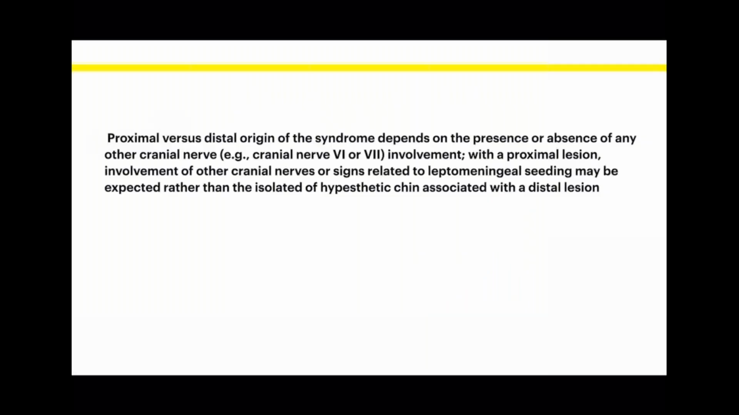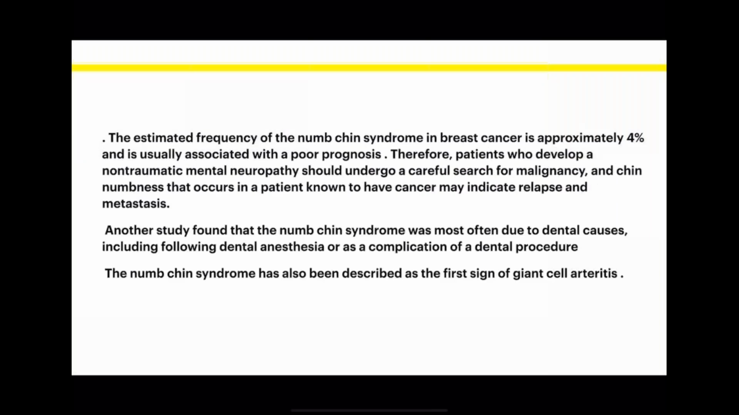And you can tell whether it's a proximal versus distal origin of the syndrome, depending on the presence or absence, of course, of other cranial nerves involved. So the estimated frequency of the numb chin syndrome in breast cancer is approximately 4%, usually associated with poor prognosis. Therefore, patients who develop non-traumatic mental neuropathy should undergo a careful search for malignancy, and chin numbness that occurs in patients known to have cancer may indicate relapse and metastasis.